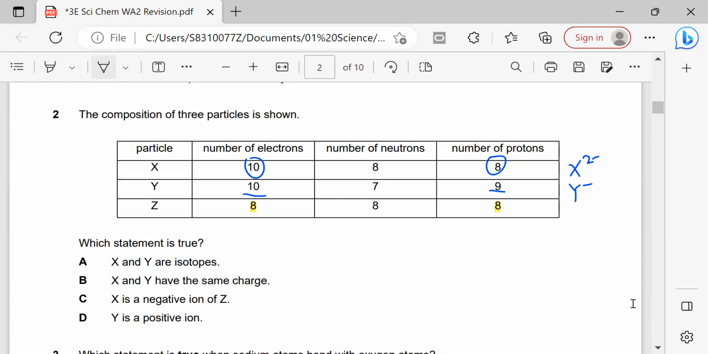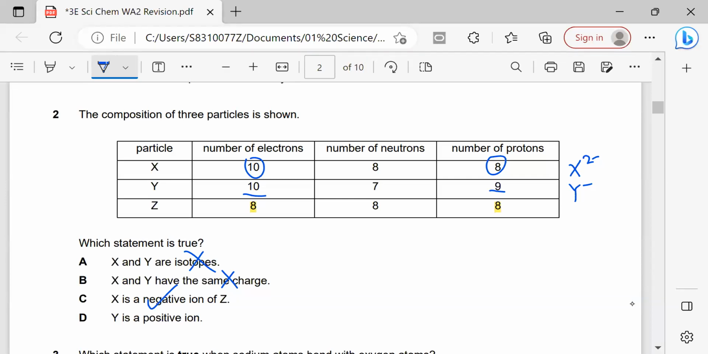Okay, so look at the 4 statements now. X and Y are isotopes. This is incorrect because they have different number of protons. For isotopes, you have to have the same number of protons. Option B, X and Y have the same charge. This is also incorrect, as we have already seen that the charges of the ions are different. Option C, X is a negative ion of Z. This is the true statement because you realize that they are both of the same element since they both have 8 protons.